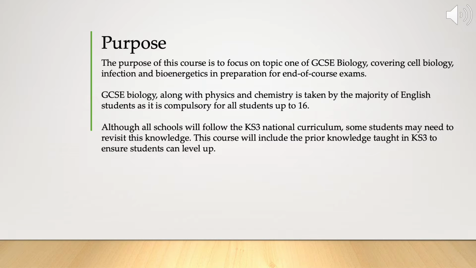Now, GCSE biology, along with physics and chemistry, is taken by the majority of English students, as it is compulsory for all students up to 16. This may be taken as all 3 sciences, or as double science, or combined and additional. However, this chapter is covered in all of those options. And although all schools will follow the Key Stage 3 national curriculum up to Year 9, some students may need to revisit this knowledge. This course will actually include all the prior knowledge taught in Key Stage 3 to ensure students can level up, which is something that's not normally included in GCSE content.